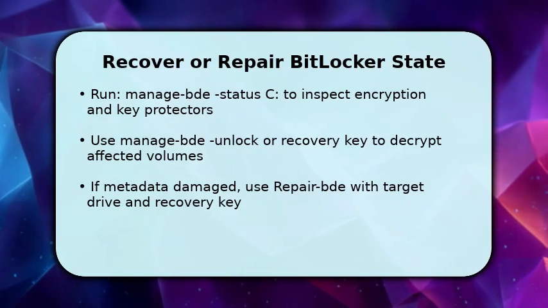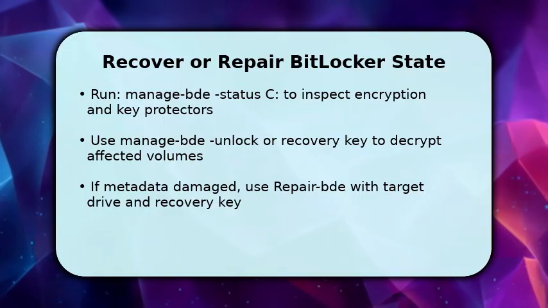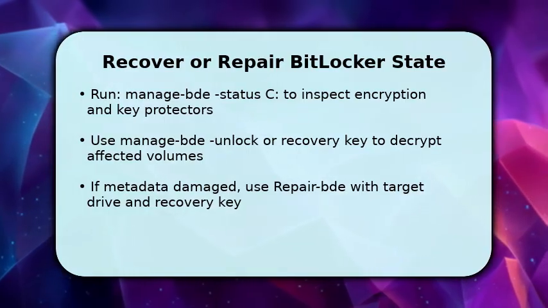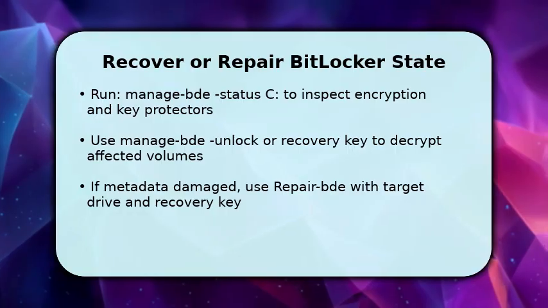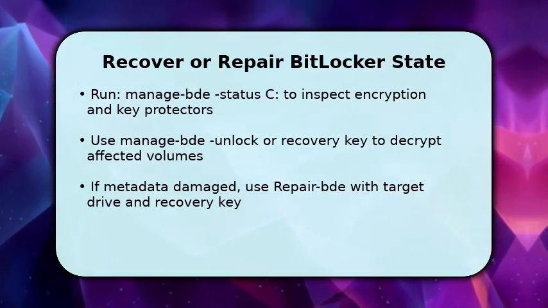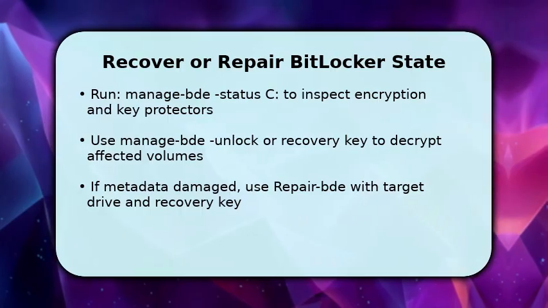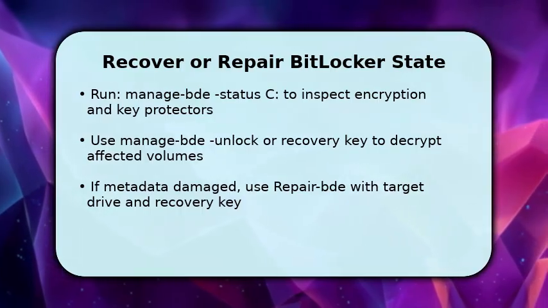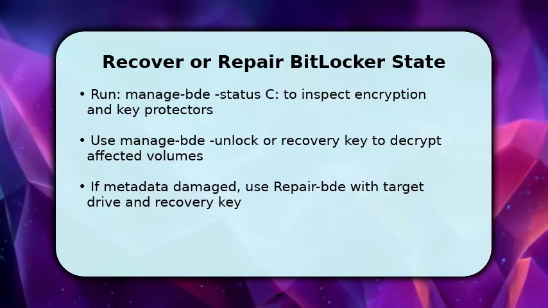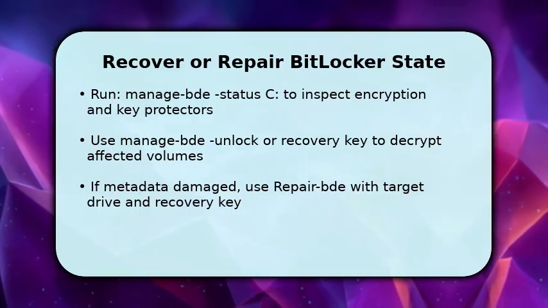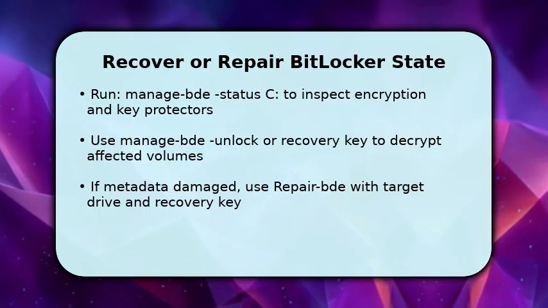You proceed to examine and attempt recovery. Run manage-bde -status C: to see protector types and encryption percentage. If the volume is locked, use manage-bde -unlock C: with the recovery password key to unlock it. This is straightforward when you have the key. Once unlocked, you may decrypt or add a new protector with manage-bde -protectors -add.